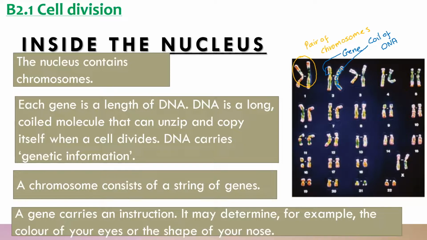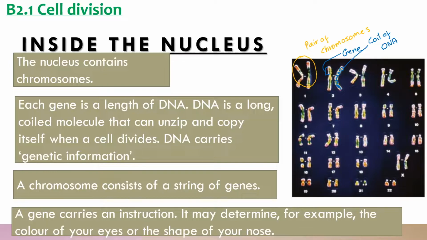That's quite confusing when they talk about it interchangeably, because it's all kind of similar. Here it says each gene is a length of DNA. DNA is a long coiled molecule, like a slinky spring or spiral pasta. It can unzip, so it can come apart and copy itself when a cell divides. The DNA carries genetic information.